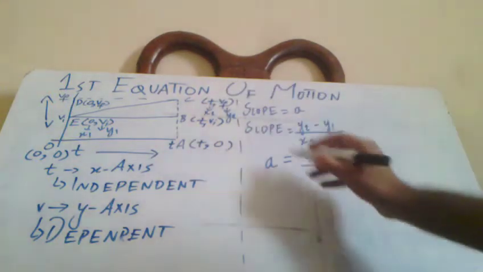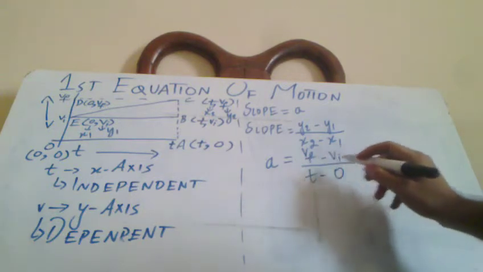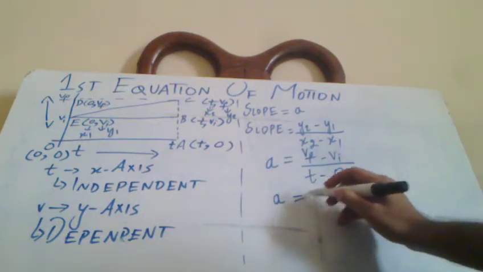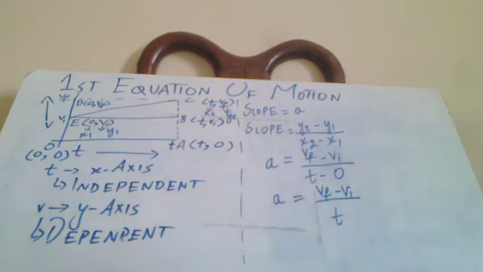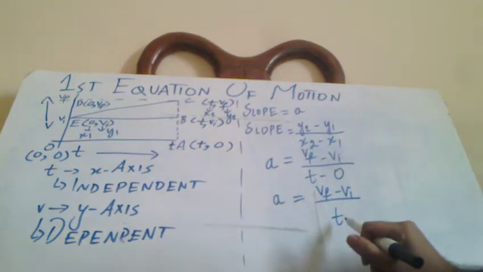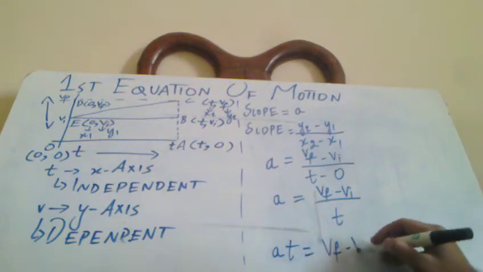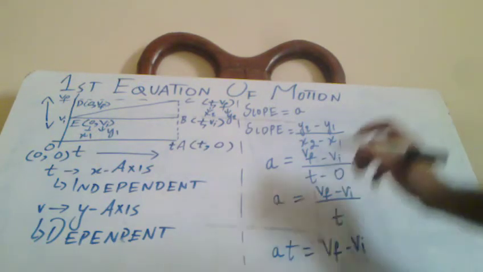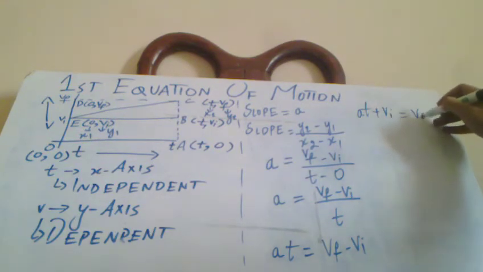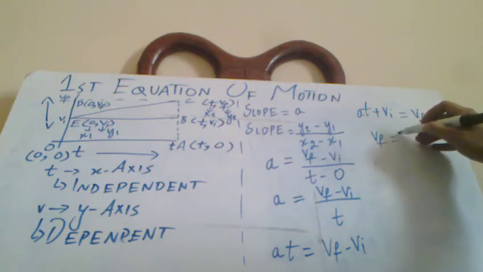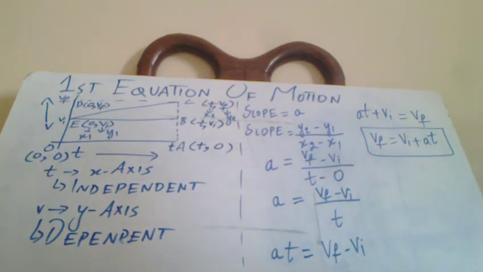divided by x2 which is t, x1 which is 0, so minus 0. We have a is equal to vf minus vi by t minus 0. So a is equal to vf minus vi by t. Why? Because t minus 0 will be t. t is dividing here, it will go to the other side and will give at is equal to vf minus vi. vi is being subtracted here, going to the other side we will get at plus vi is equal to vf. Now rearranging the whole equation, we get vf is equal to vi plus at, which is actually our first equation of motion. Thank you.